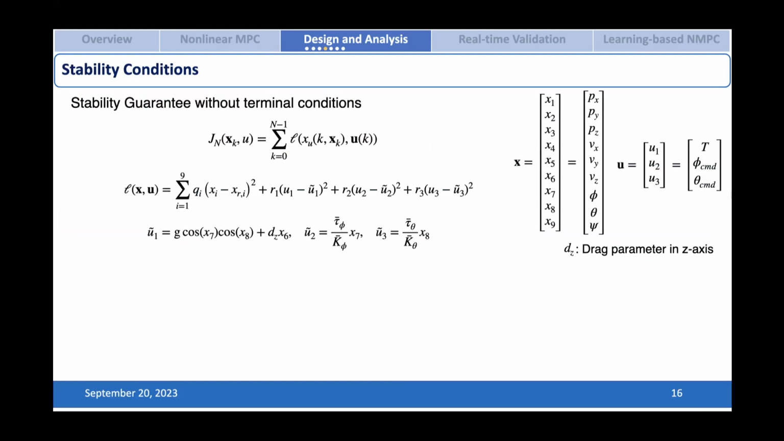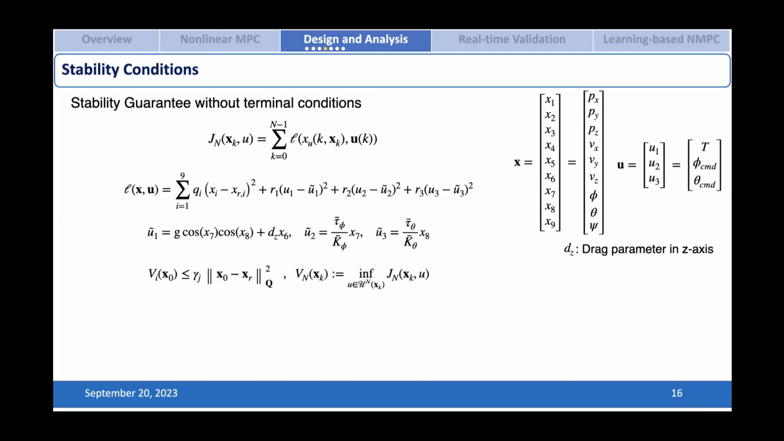And as I mentioned before, we can deal with the commanded yaw, psi, or the yaw angle, as a separate system, or separate state. In this case, we have the penalty of the tracking error and the penalty of the control input. The reference value of the input is specifically derived from the system model, or the system dynamics. Here we have tau and k of the system model, and also dz, which is the drag parameter in the z direction. So this objective function is tailored for this model.